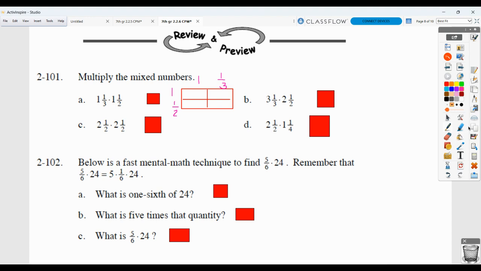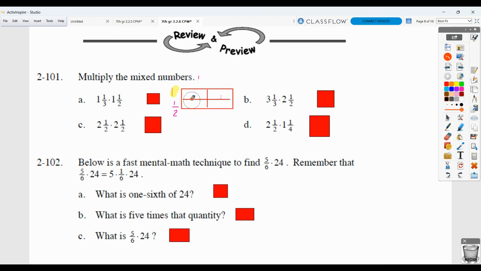and then be taking 1 times 1 to give you the answer here, 1 times 1/3 to give you the answer here, 1/2 times 1, 1/2 times 1/3, and then you'd be adding them all together. The challenge with that is that now you'll have to get common denominators and so forth to get your final answer.